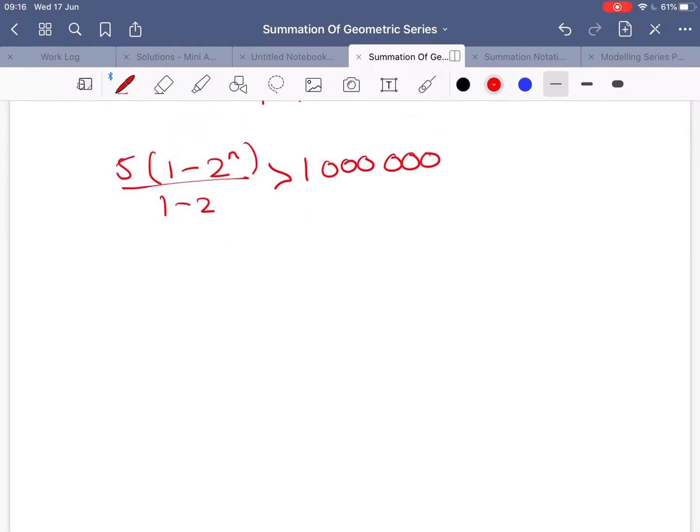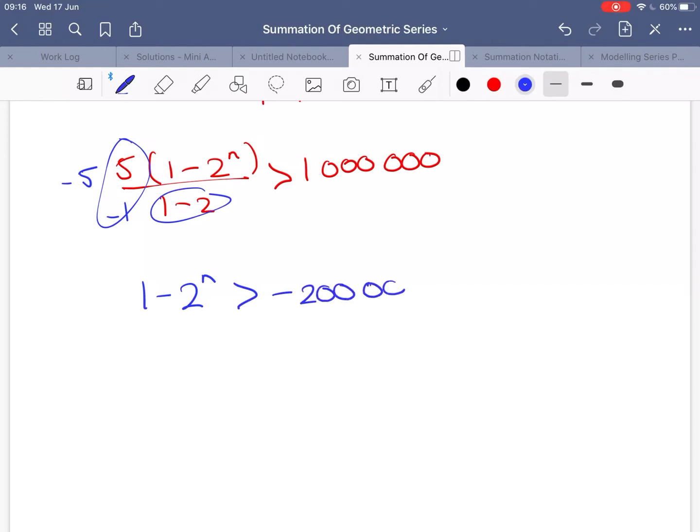So, let's sort this out. What's the denominator? Well, that's going to be minus 1, so that's going to be minus 5. I would divide through by minus 5, and I'd have 1 minus 2 to the power n is greater than minus 200,000. Okay, hopefully that was okay.